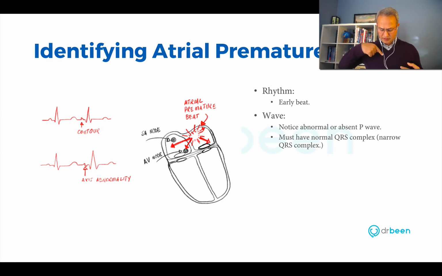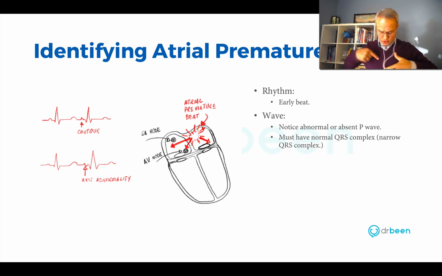Remember that if the depolarization starts from here and moves downwards, and instead of that, now the depolarization is starting here and moving this way, of course the P wave shape will change because the P wave represents the electrical current in the atria. The other thing is the axis can change, the P wave's axis.